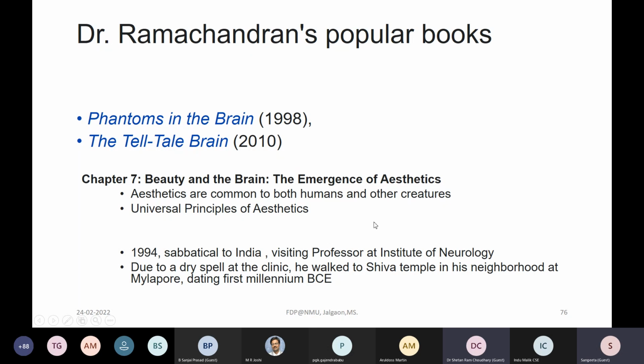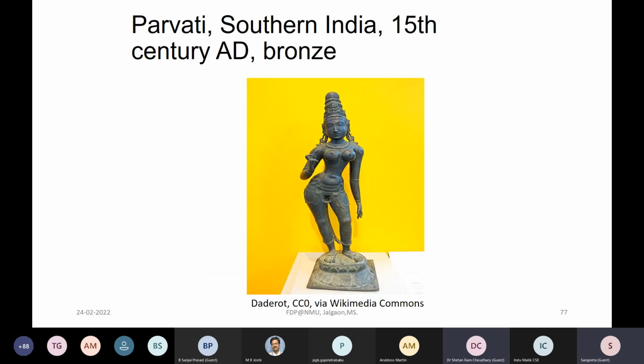How did he develop those? In 1994, when he had a sabbatical in India, as a visiting professor at the Institute of Neurology, there was a dry spell at his clinic. No patients were coming. And so he took a walk to the Shiva temple in his neighborhood, in Mylapore. And there he came across the bronze statue of Parvati.